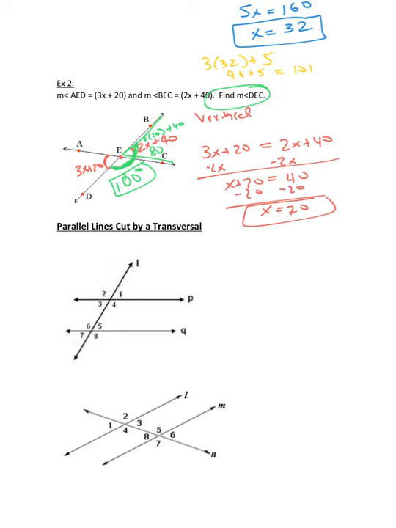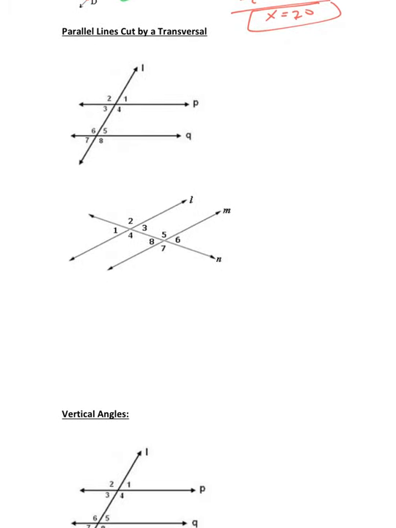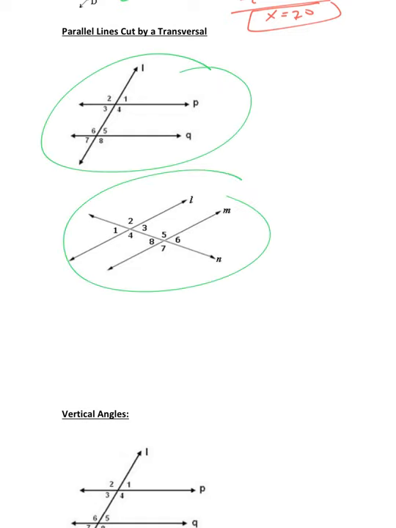Okay, next I'm going to look at situations that all look like this, where they're called parallel lines cut by a transversal. Parallel lines cut by a transversal. So parallel lines cut by a transversal look like this. I'm showing you two examples here that I'm circling in green. There are two parallel lines, and they're cut by another line that's diagonal to it.